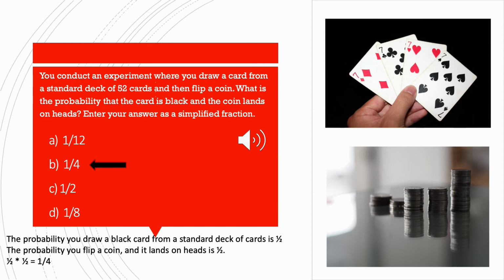The probability you draw a black card from a standard deck of cards is 1/2 because half of the deck is black and half of the deck is red. The probability you flip a coin and it lands on heads is also 1/2 because you have a 50-50 chance of it landing on either heads or tails. So to combine these 2 probabilities, a black card and landing on heads, we take 1/2 times 1/2 and get 1/4.